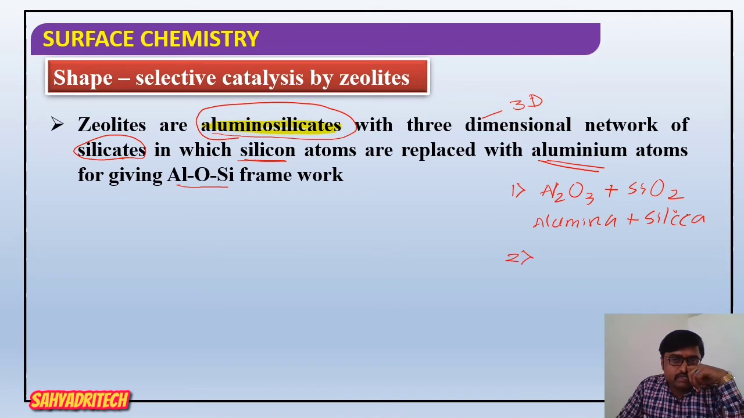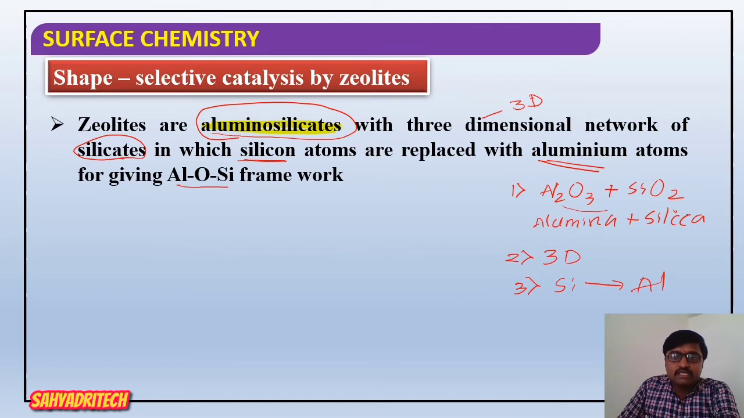Next, what type of structure do they have? They have a three-dimensional framework, a three-dimensional structure of silicates, in which silicon atoms are replaced by aluminum. In the three-dimensional net, not all silicon atoms but part of the silicon atoms are replaced by aluminum atoms, so that we end up with an aluminum oxygen silicon framework.